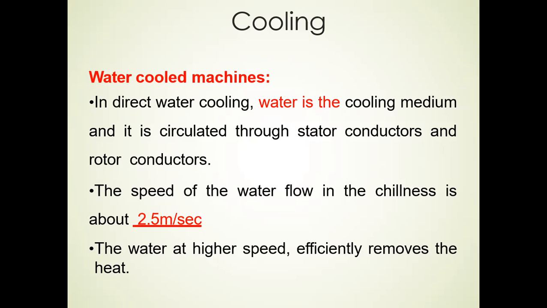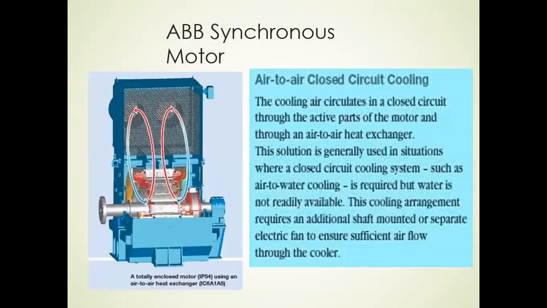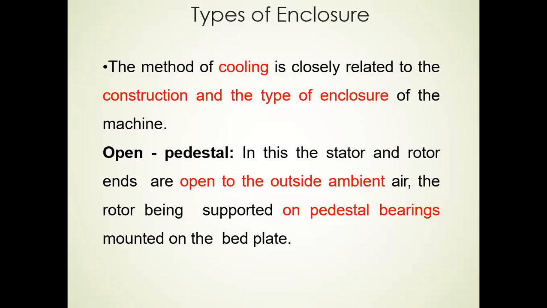Then after that cooling system, we should know about some of the enclosures for rotating machine. Here various types of enclosures for rotating electrical machine and the type of cooling adopted in them is described. The method of cooling is closely related to the construction and type of enclosure of the machine. So here first we are seeing about open pedestal type.